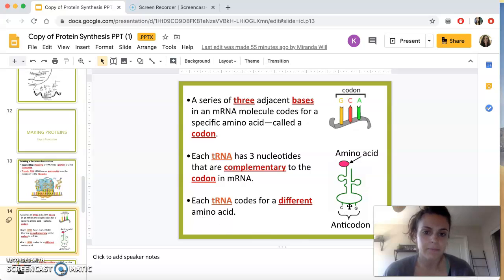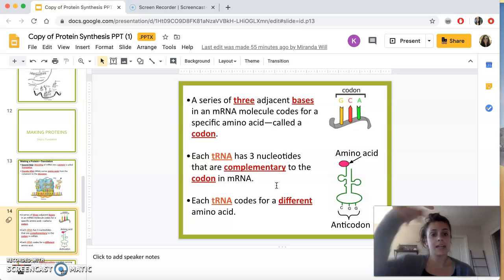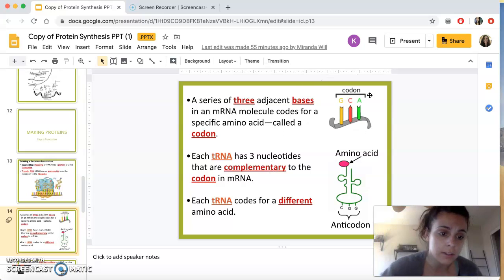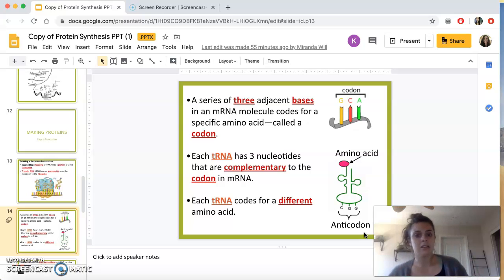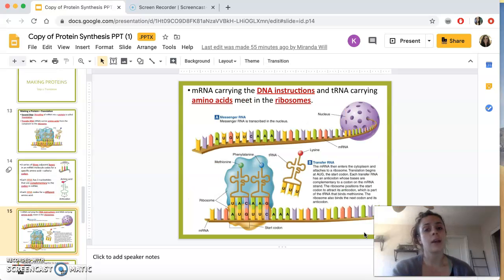That's how I remember it, okay? So it's going to connect to those. These three codons, I'm pointing at the screen like you can see, are going to connect to these three anticodons. Anticodons are connected to tRNA. Codons are connected to mRNA. So that should kind of help you remember it. mRNA is carrying the DNA instructions, and tRNA is carrying amino acids to meet the ribosomes.